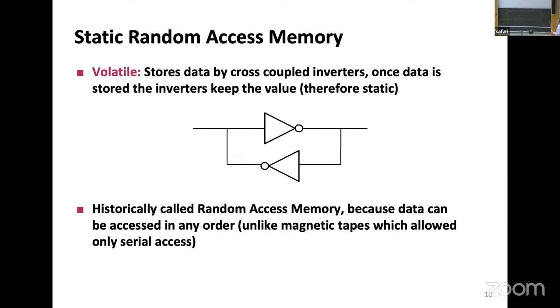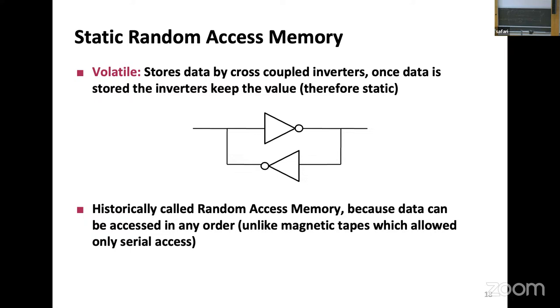So essentially, I keep these guys isolated, and they agree with each other. So if this is zero, this is one, this is one, this is zero. And since there is power here, this loop stays constant. As long as I have power turned on, they will not forget the content stored in here. This is why we call them a static RAM.